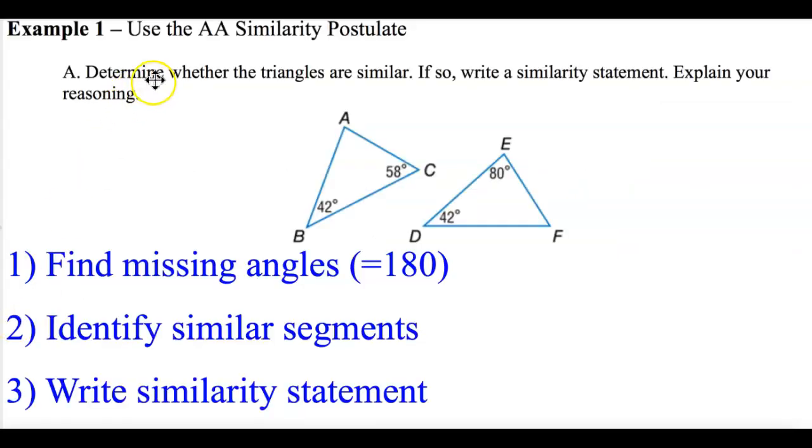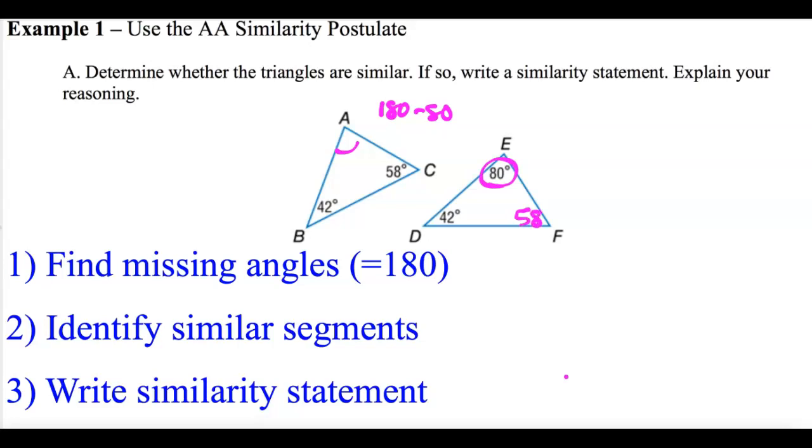So we want to determine whether or not these are similar. So you can see that we have 52, 58, and a missing angle. So we could just figure out what that missing angle is, and if it happens to be 80, then we'll know that those triangles are similar. So if we subtract these two angles from 180, we actually get 80, which is the same as in this triangle, which means this is 58.